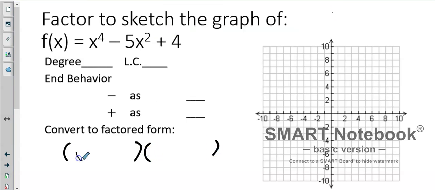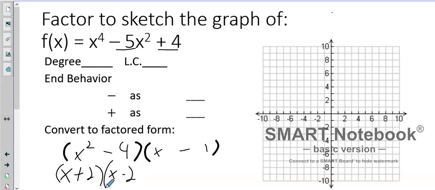All right, it's obviously going to be x squared and x squared. I need two numbers that multiply to give me 4 that add up to -5. Well, that's going to be 4 and 1, and they're both going to be negative. Now, since this x squared minus 4 is a perfect square, that factors to x plus 2, x minus 2, and then we have x minus 1. All right?